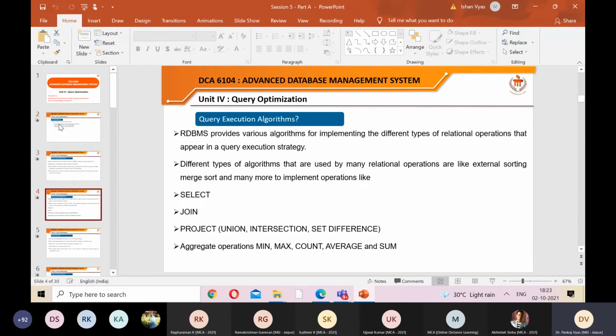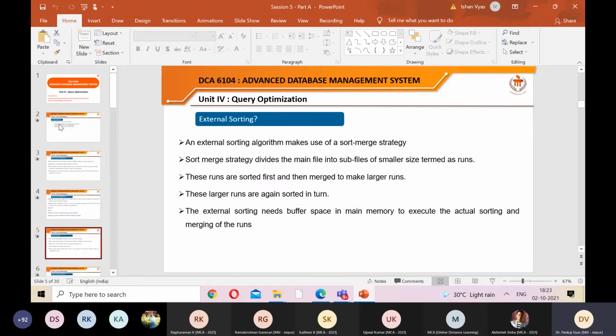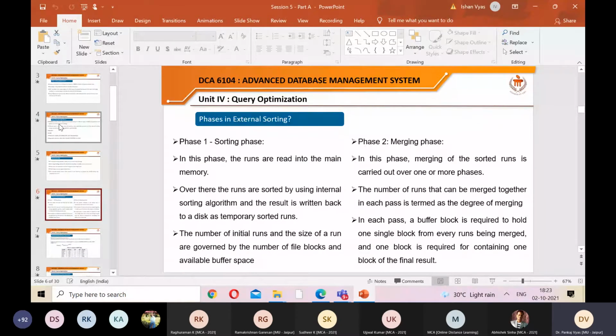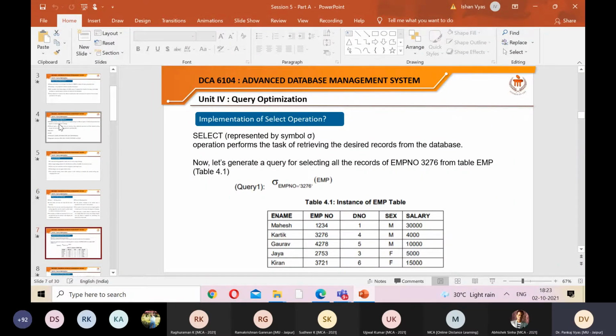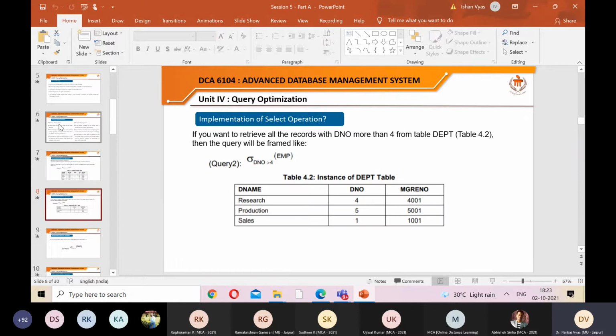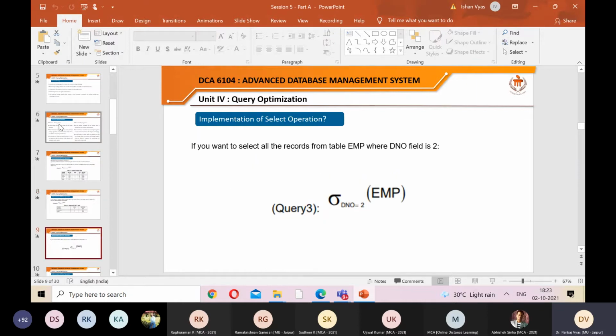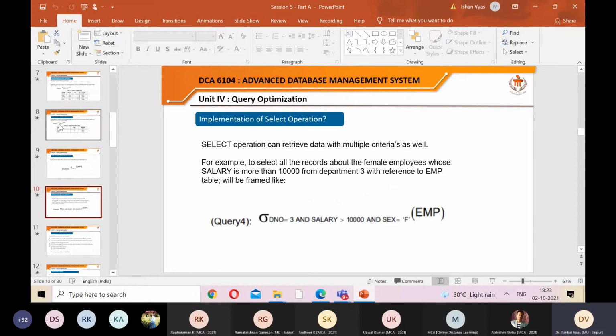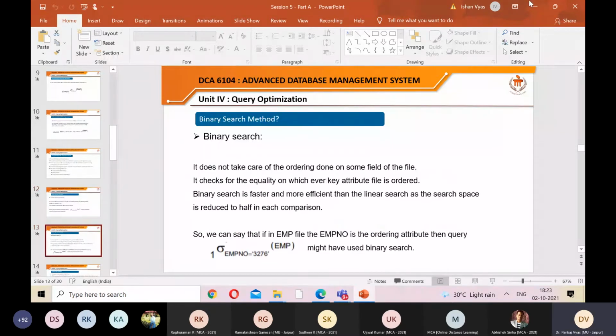So how to optimize it? There is an external sorting mechanism which has 2 phases, sorting phase and merging phase. Now you have to read the data into the table. Clear? There are certain optimization algorithms that you have to apply. Now this is the query, written in relational algebra. If somebody asks you to convert it into SQL and vice versa, you should also know that. So that is unit number 4 about query optimization.